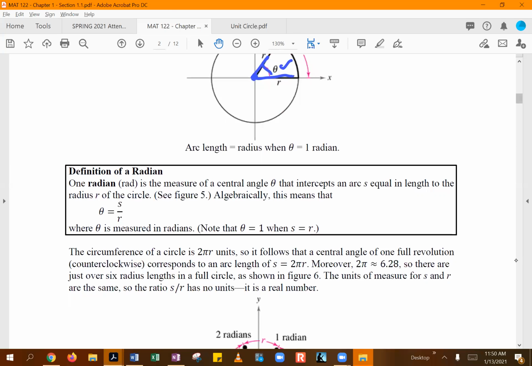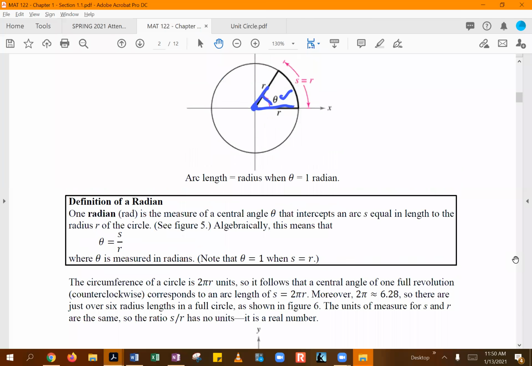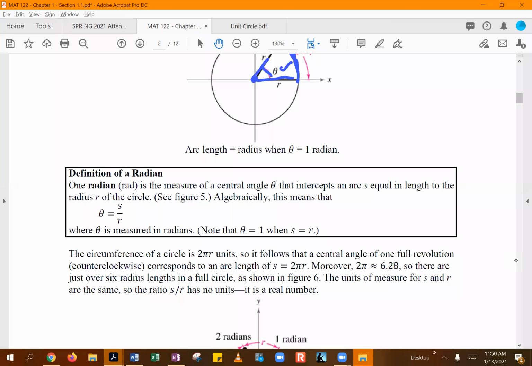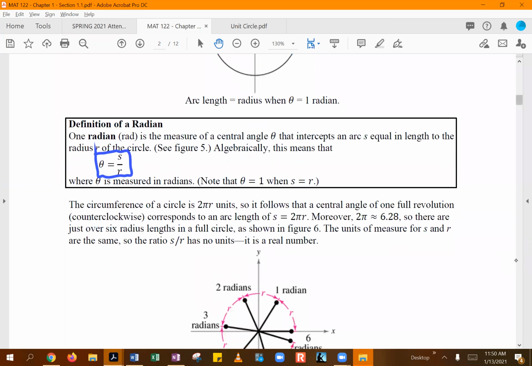So just as a definition for a radian, we are saying 1 radian is the measure of a central angle theta that intercepts an arc, which is S as the length, which is equal in length to the radius of the circle. And they're actually showing you that right over here. So we're talking about this arc over here, and we're saying this length for the arc, which is the letter S, is going to be the same length as what the radius of your initial side or terminal side is going to be. And so we can define this angle in radians as theta equals S divided by R.